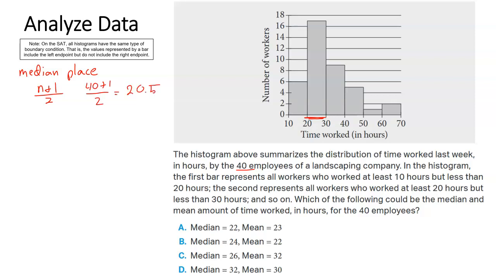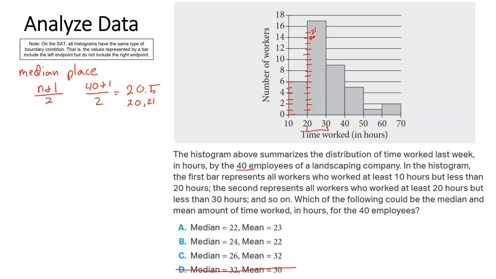So that means our median numbers are actually going to be the 20th and the 21st employee in the data set. Now, if we just start on the left-hand side and count till we get to the 20th employee: 0, 1, 2, 3, 4, 5, 6, and then 7, 8, 9, 10, 11, 12, 13, 14, 15, 16, 17, 18, 19, 20, and 21. So our 20th and 21st employee are both within the 20 to 30 range. So we can go ahead and eliminate answer option D because it has a median that's too high.